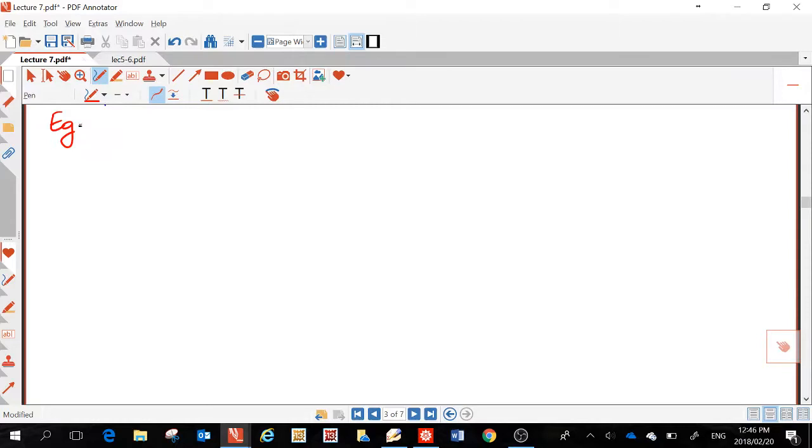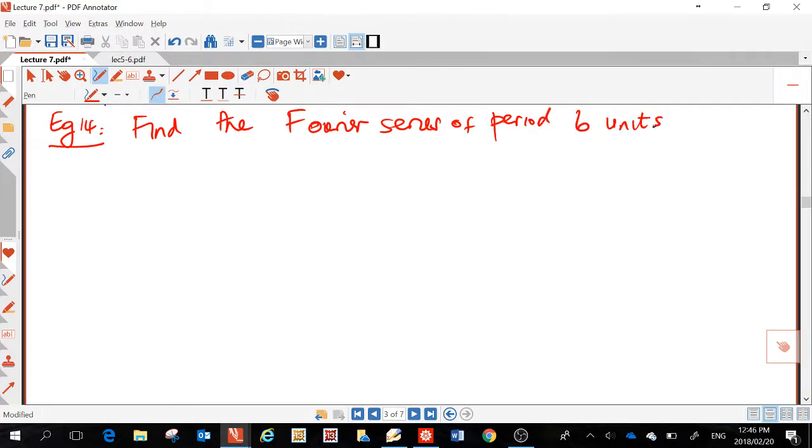It's quite easy to make these examples up. Find the Fourier series of period 6 units for the function f of x equals absolute value of x squared minus 1, on minus 3 to plus 3. That's the question.